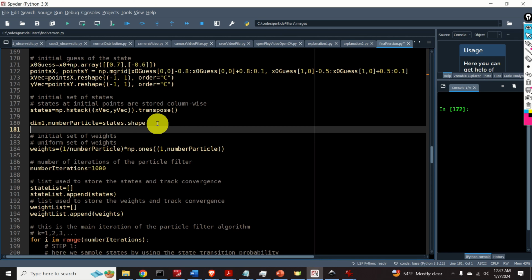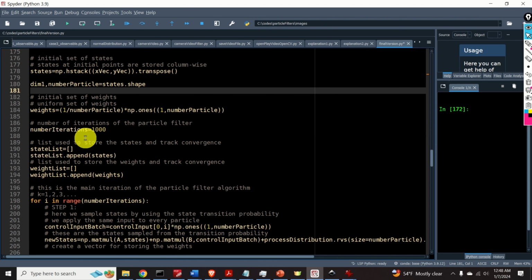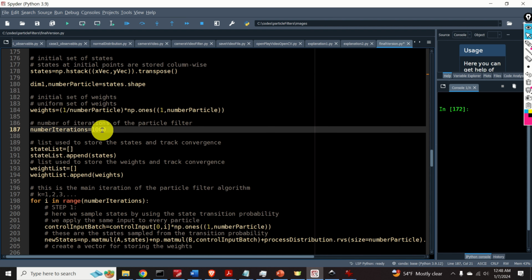Next, we extract the dimensions of the matrix called states, and on the basis of these dimensions we define an array for storing the weights. We set all the entries of this array to 1 over n, that is, to 1 over the number of particles. Next, we select the total number of iterations for simulating the particle filter. In our case, it's 1000.